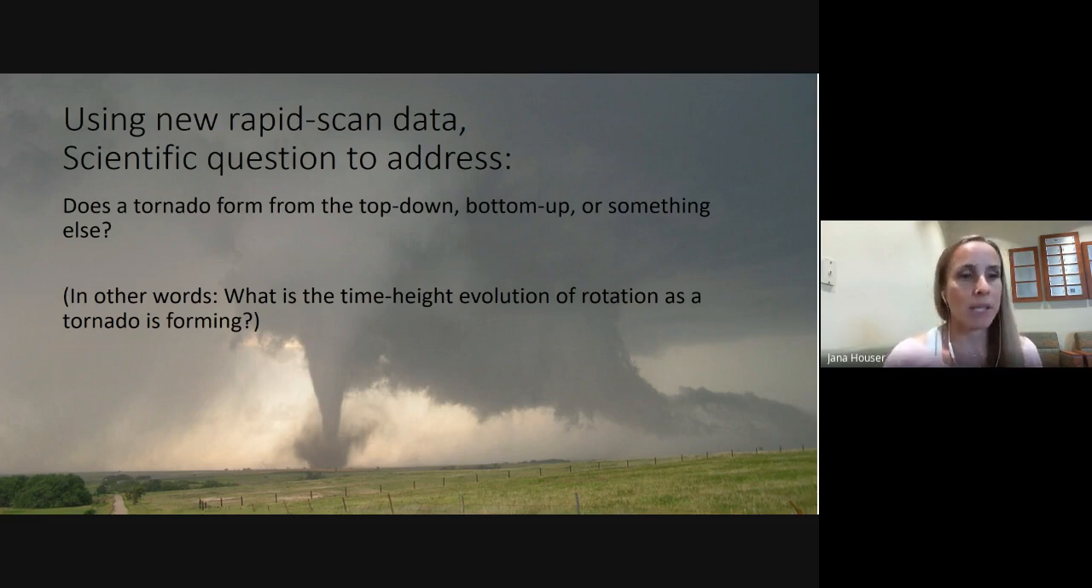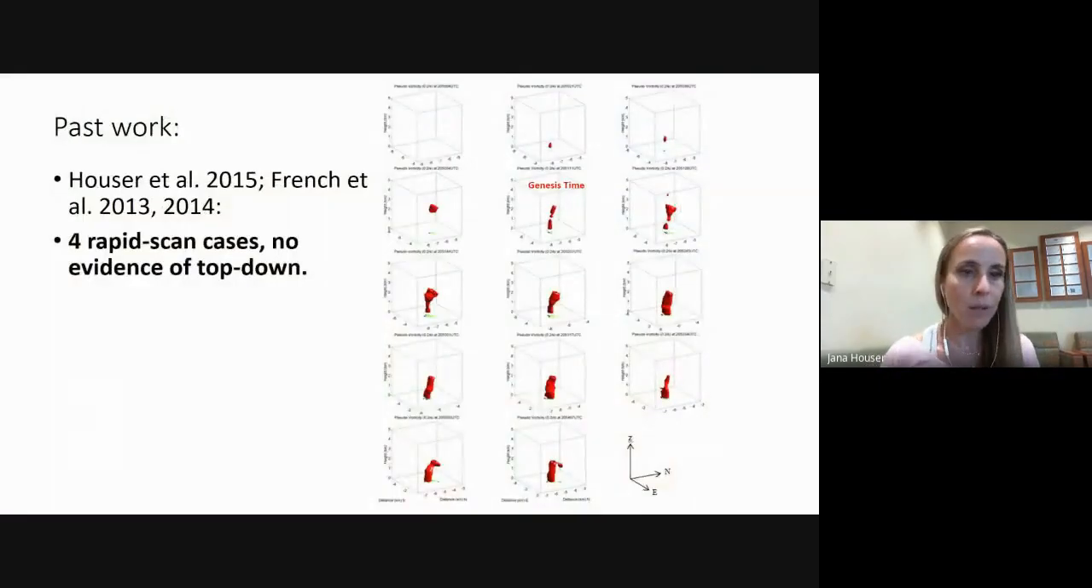So using these rapid scan data, we're trying to answer the question of, does a tornado form from the top down, bottom up, or something else? So essentially, this is boiling down to what is the time height evolution of rotation as our tornado is forming. So a little bit of past work for my PhD and for my colleague Mike French's PhD. We together looked at several rapid scan cases. Mike used a different instrument, but we collectively looked at 4 cases.